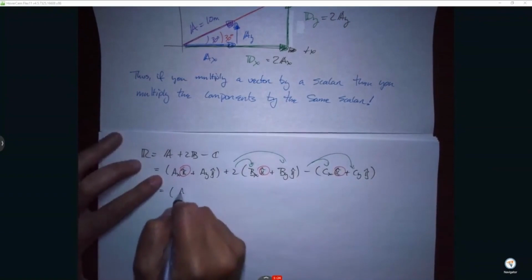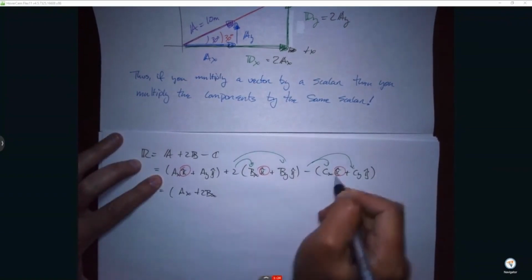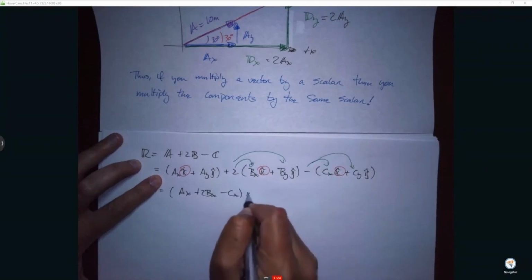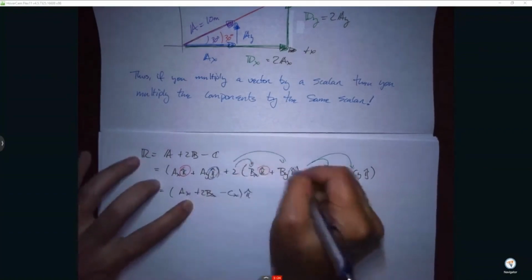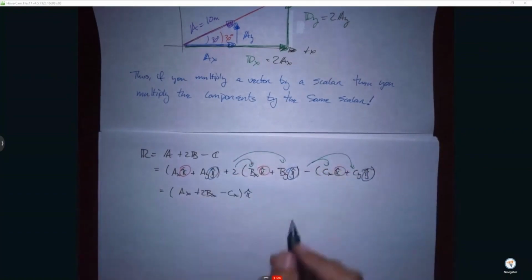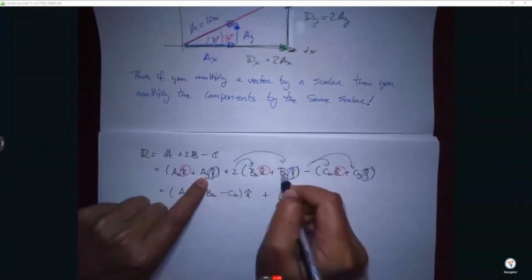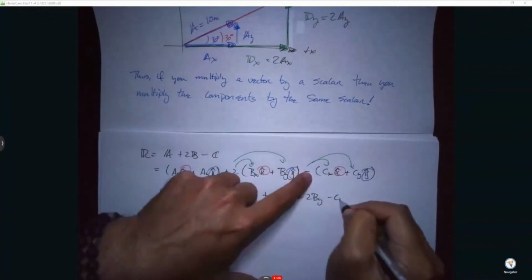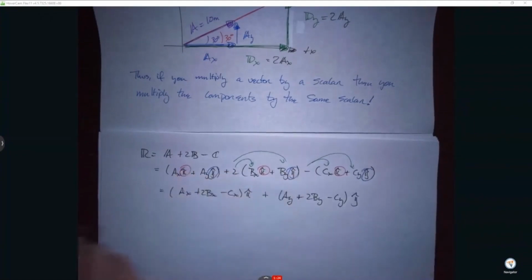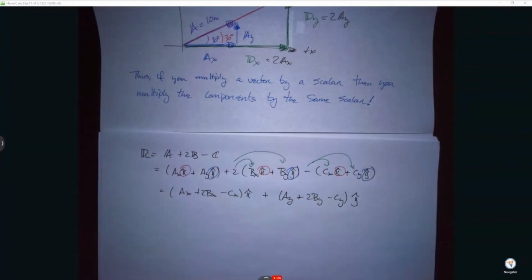And so then what we'll get is that this will be Ax, plus 2 times Bx, minus Cx, and this is all in the i hat direction. And then I can collect up the j hat terms similarly, just like we saw before. And I get that this will be Ay plus 2 times By minus Cy, and these are all in the j hat direction. So whatever we do to the vectors, you do to the components. And you do x's with x's, y's with y's.